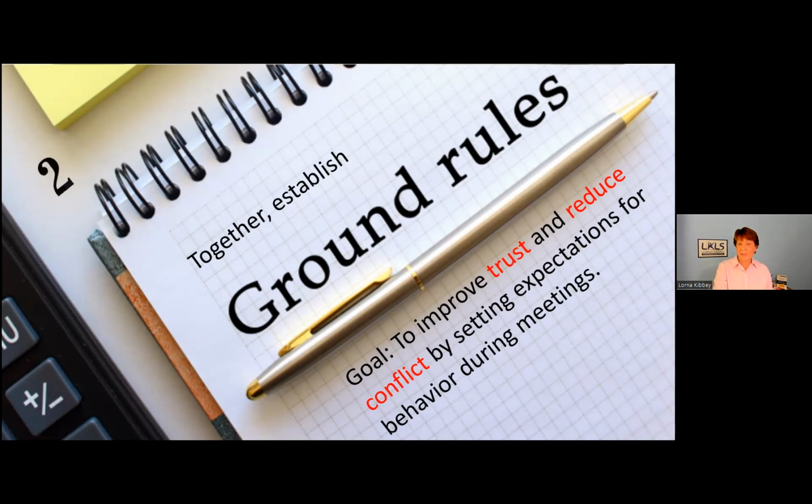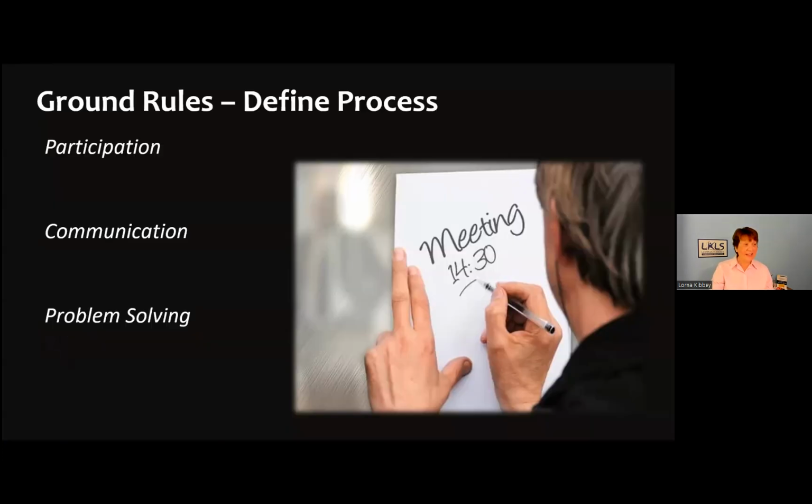And the thing I said about ground rules before that I'll say again is that they have to be repeated. You have to carry them through from meeting to meeting to meeting. You don't just do it once and forget it. And when you're talking about ground rules, you're defining your process. So just to be clear, we're talking about participation. How do you expect people to attend your meetings?